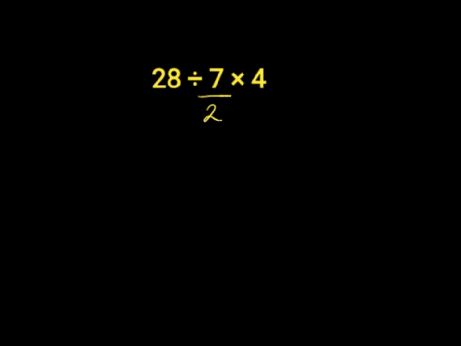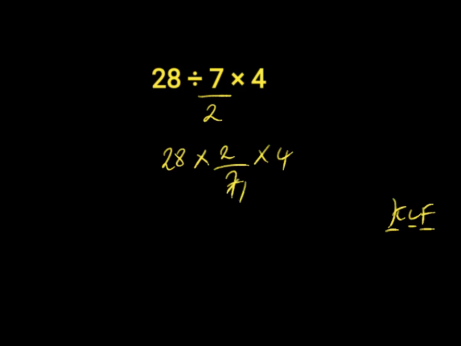First of all, we are going to work with 28 divided by 7 over 2 using KCF. K stands for keep, C stands for change, and F stands for flip. We are going to keep 28, change division to multiplication, then flip 7 over 2 to 2 over 7 times 4. Now we are going to simplify.